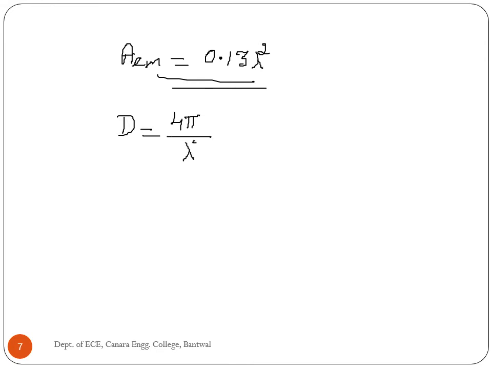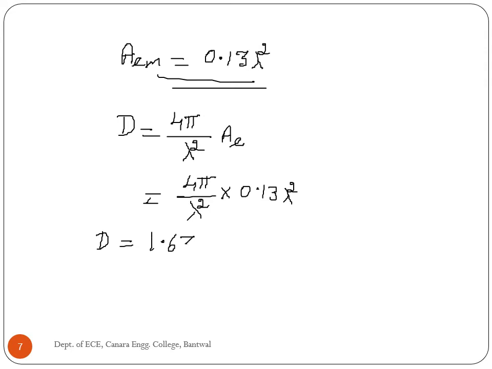Therefore, A maximum effective aperture is equal to 0.13 lambda square. We know that directivity is equal to 4 pi divided by lambda square into AE. If I substitute effective aperture AE, then directivity for lambda by 2 dipole antenna is 1.63.